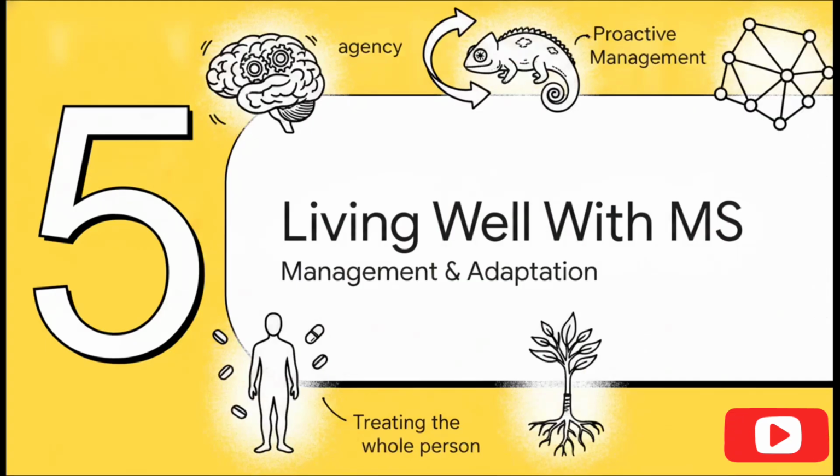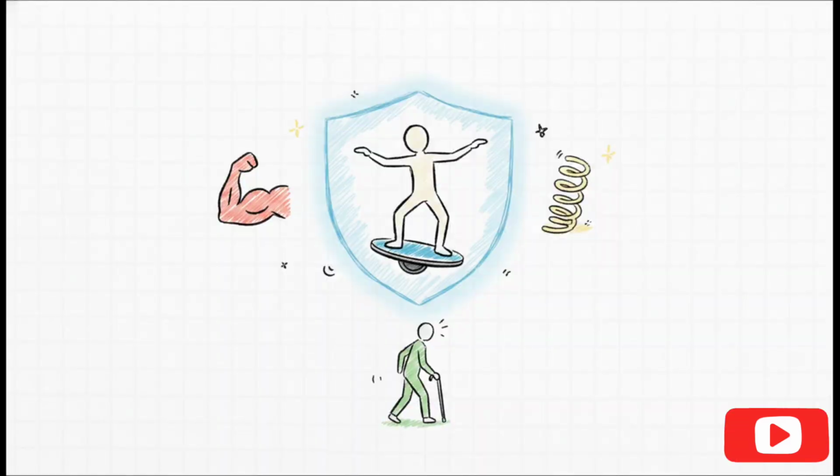Which brings us to our final section, Section 5, Living Well with MS, Management and Adaptation. Here, it's all about agency and treating the whole person. You see, treating MS isn't just about popping pills or taking medications. It's about proactive management, adapting to changes, and treating the human being, not just the biological disease.